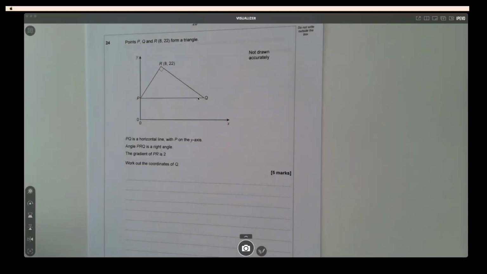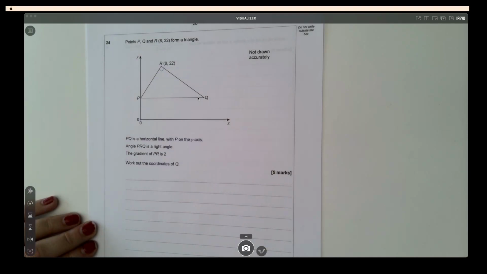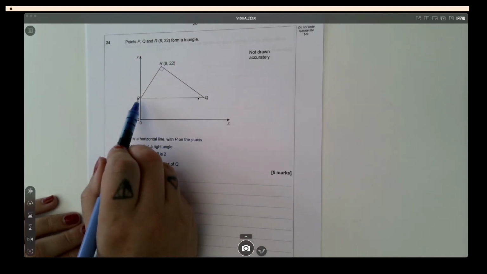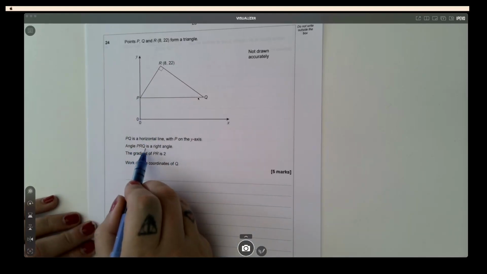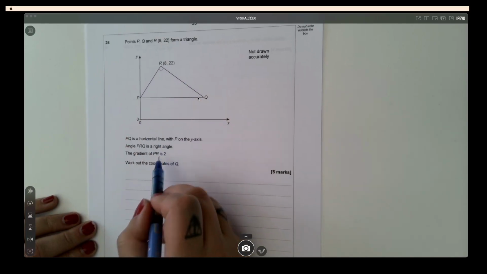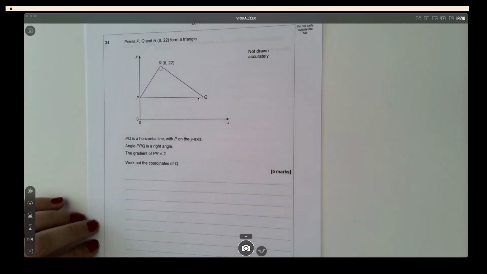Question 24. Points P, Q and R, and R's coordinates are given there, form a triangle. PQ is a horizontal line with P on the y-axis, which is here. Angle PRQ is a right angle. The gradient of the line PR is 2. Work out the coordinates of Q.